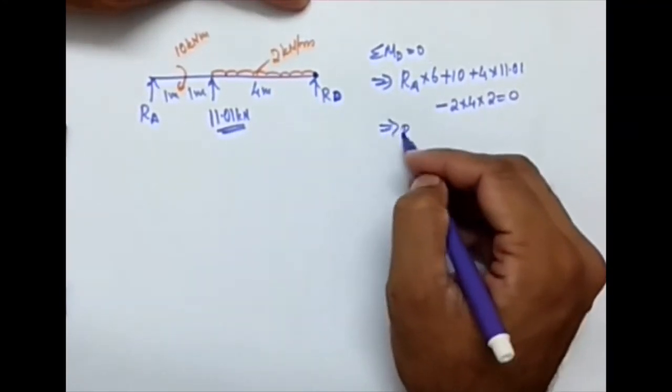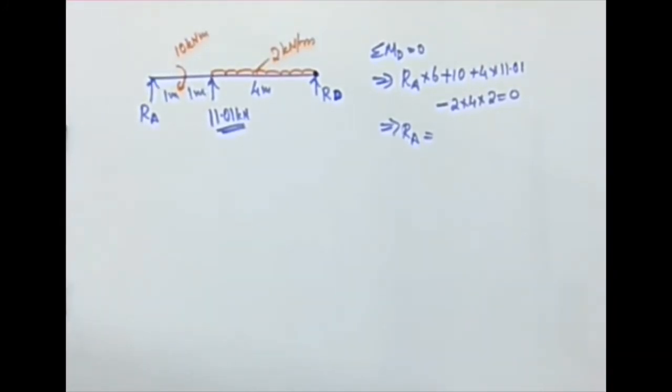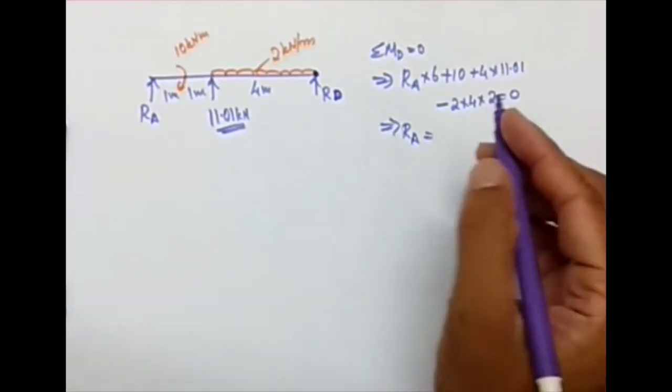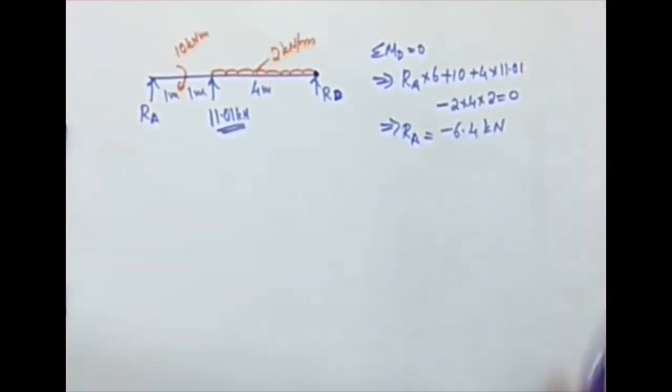So from this, I am going to get the value of Ra. I am going to get it as 2 times 4 times 2 minus 11.01 times 4 minus 10, divided by 6. The value that I am going to get is minus 6.4 kilonewton.